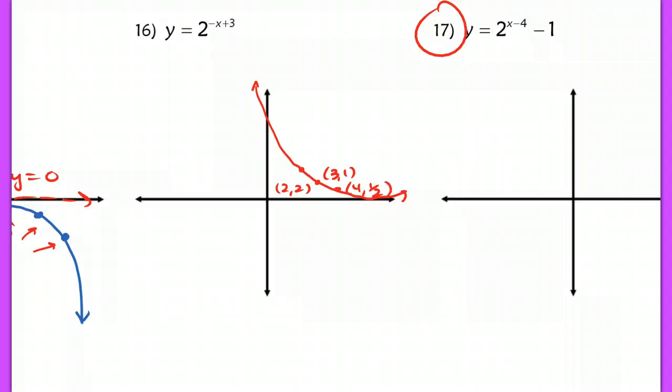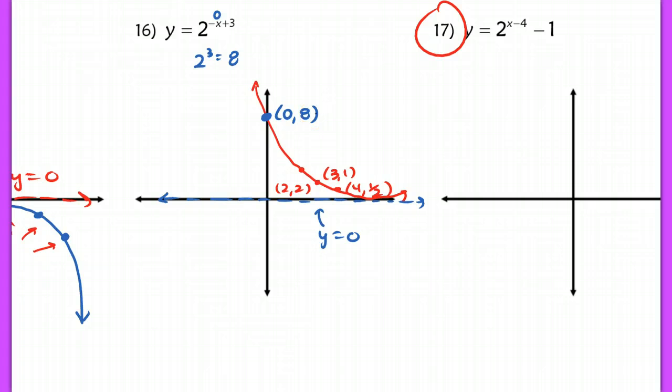Okay, now in number 16, I do have 2 things that I'm missing here. I want to make sure I show where the horizontal asymptote is at y equals 0. And I also want to show this y-intercept. The y-intercept again is found by plugging in 0 for the x, so I have 2 to the third power, which gives me 8, so that point is at 0, 8. So that's what we're looking for.